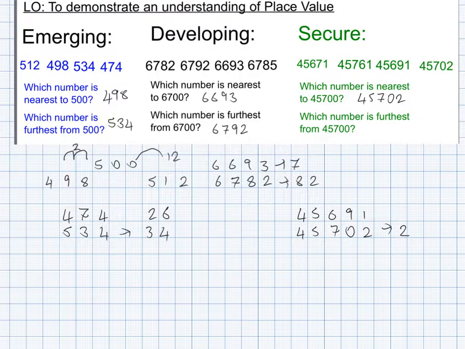Finally, we're looking at numbers which are furthest from 45,700. Now, on this occasion, we can pretty much look at the biggest number, which is 45,761, or 45,671. The first one we know is 61 away. The second one, children should probably recognise that it's going to be counting on 9 to get to 45,680 and then counting on another 20. So that is clearly closer than the first number. So the final answer is going to be 45,761.